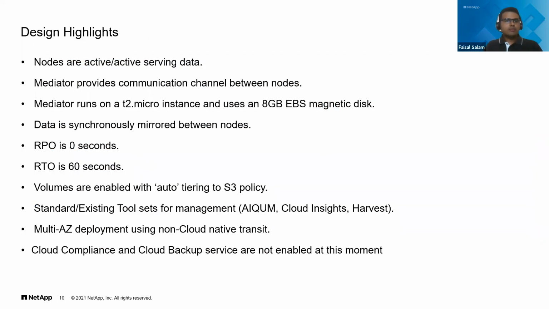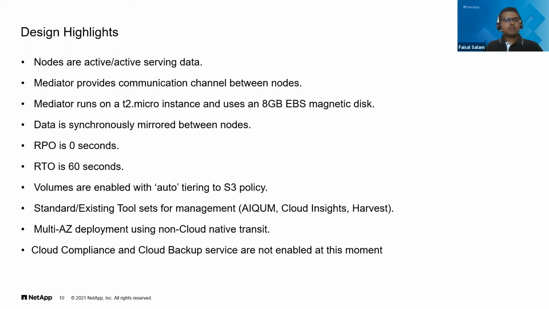Okay, so this is like a summary or design highlights, right? Again, the nodes are active, and both of them serve data. The mediator's main function is to provide communication, and it monitors both the nodes and helps in a successful failover. And the mediator uses a T2 micro instance in AWS, and it uses an 8 gigabyte EBS magnetic disk.